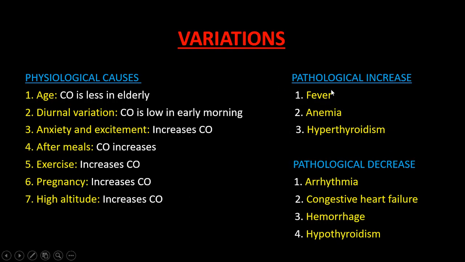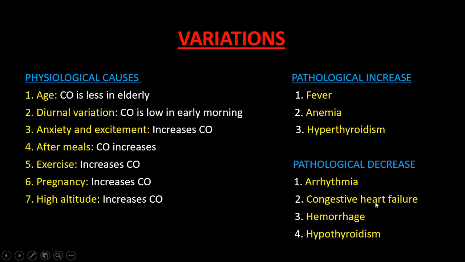In fever, the cardiac output increases due to increased oxidative processes. In anemia, the cardiac output increases due to hypoxia. And in hyperthyroidism, it is due to increased metabolism that the cardiac output increases. So these are the pathological increases we noticed in cardiac output. Now let's see the pathological decrease conditions. The first one is arrhythmia. It is due to incomplete filling that the cardiac output is getting reduced.